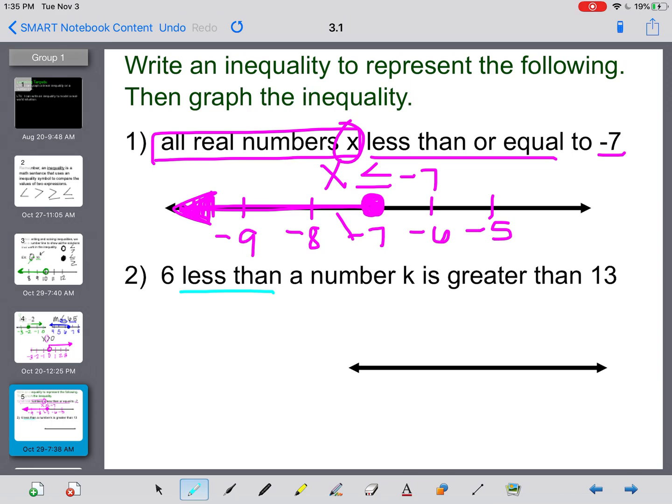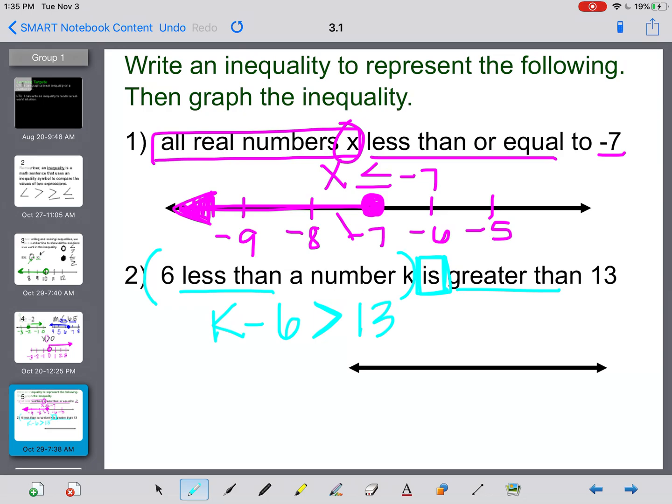The second question says 6 less than a number k is greater than 13. Now this is tough because we have both less than and greater than, but what I need you to look for is this word. This is kind of our separating word. Right here, this is all a number phrase, an expression: 6 less than a number k. So that means k minus 6 is greater than 13.